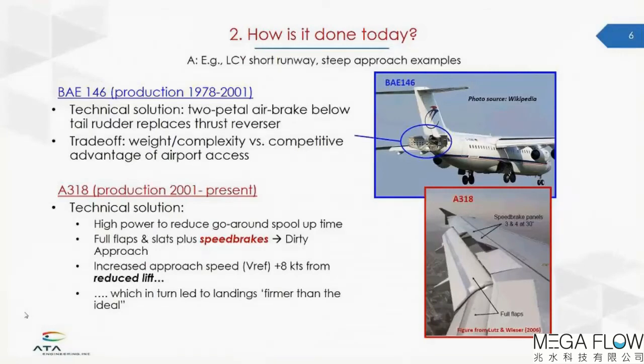So the next part of the motivation is just to show you some examples of how it's done today. And I'm going to use London City Airport as an example where a steep descent and approach is mandated due to the location of the airport being very close to the city center. And the slide shows 2 different approaches that were certified on 2 different aircraft. Both of them were fairly unique. So the first example is the BAE 146, which was in production from 1978 to 2001. Their technical solution was this 2-pedal air brake below the tail rudder.